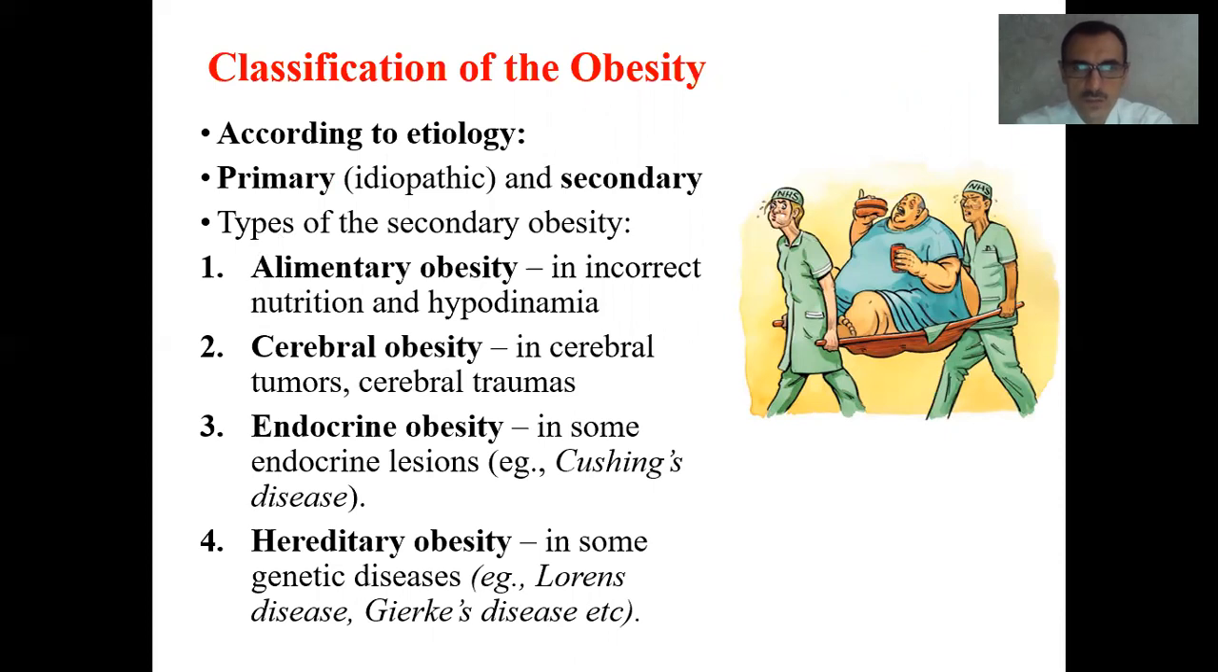Classification of the obesity. According to etiology, there are primary and secondary obesity. The types of the secondary obesity are following. First, the alimentary obesity, in cases of incorrect nutrition and hypodynamia. Another one, cerebral obesity, in cerebral tumors, cerebral traumas. Then endocrine obesity in some endocrine lesions such as Cushing disease, and hereditary obesity in some genetic diseases, such as Lawrence disease, Kirke disease, and etc.